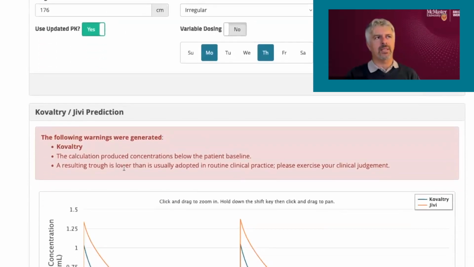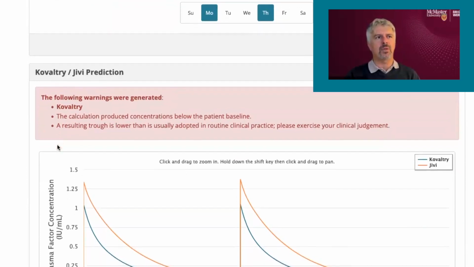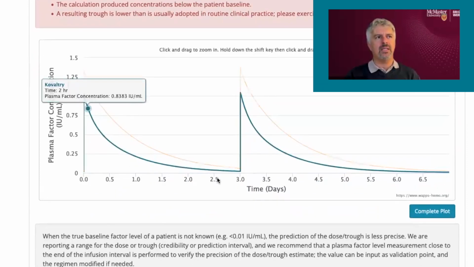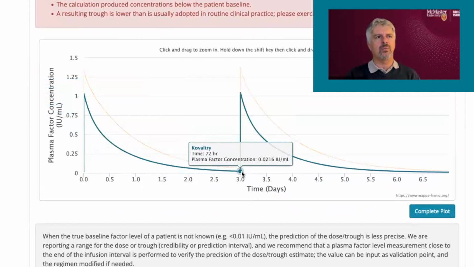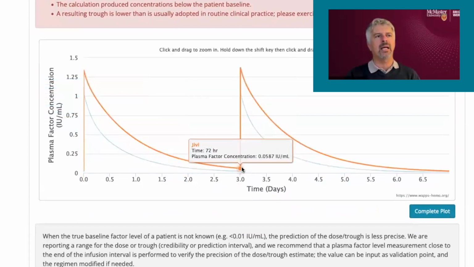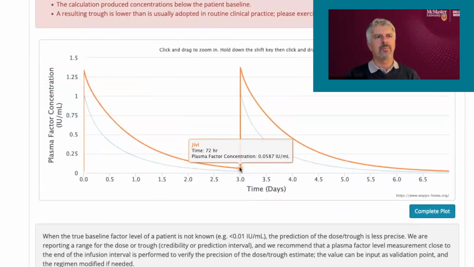And first of all, I have a warning. The system tells me you can't do this with Kovaltry. You are going below 1%. But I have no flag for GV. And indeed, by treating every 3 days with 3,000, I go below 1% with Kovaltry, but I don't with GV.